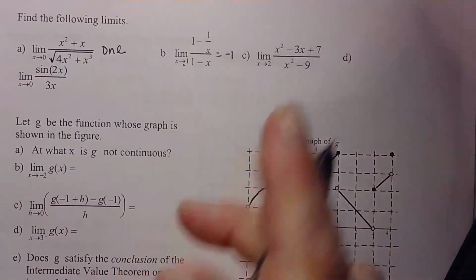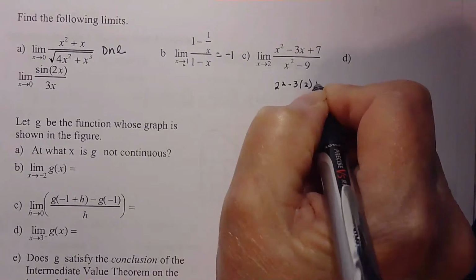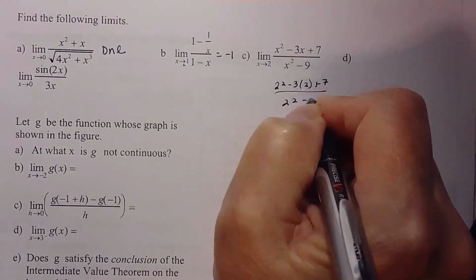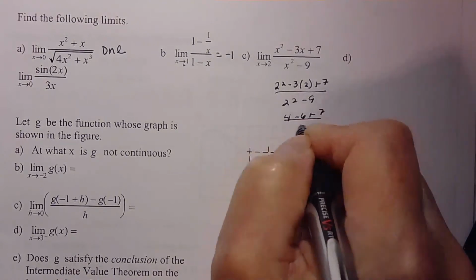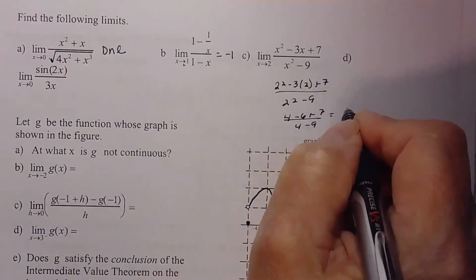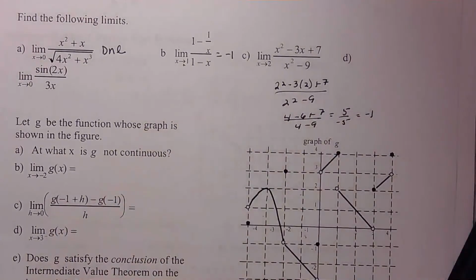In the third one, you could plug the 2 in. So you get 2 squared minus 3 times 2 plus 7 over 2 squared minus 9. No problems here. It's 4 minus 6 plus 7 over 4 minus 9. That's going to be 5 over -5, which is -1.